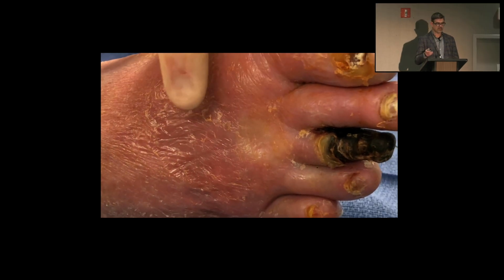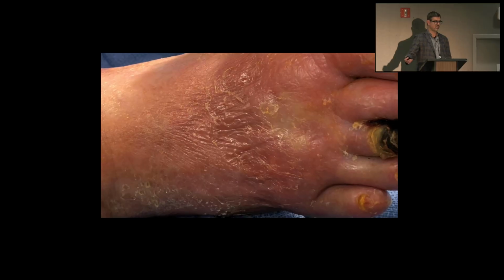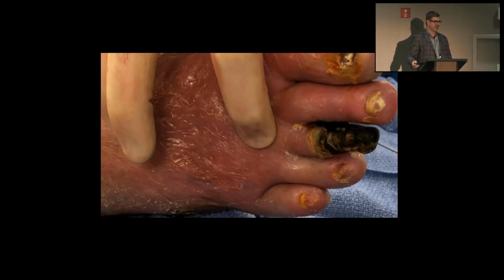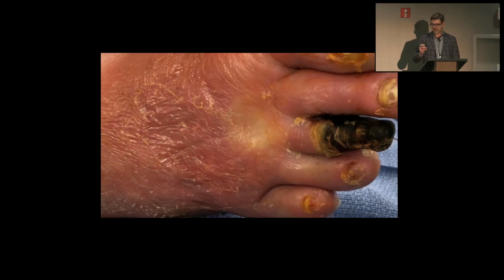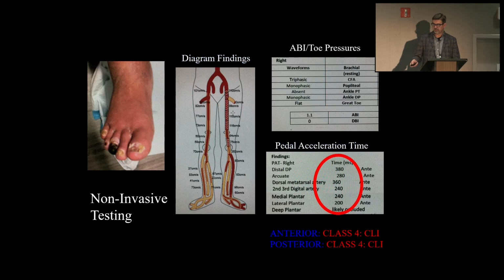They said, let's interrogate this. I got a new way to look at this. Before that, we would have to go by physical exam like this. We'd have to say, triphasic waveforms, it looks to be adequate. Is it adequate? And I said, well, let's apply the concept of PATs. Our non-invasive testing showed an ABI of 1.1. Toe pressure was flat. We looked at the acceleration times, and they were class 4 anteriorly and posteriorly.